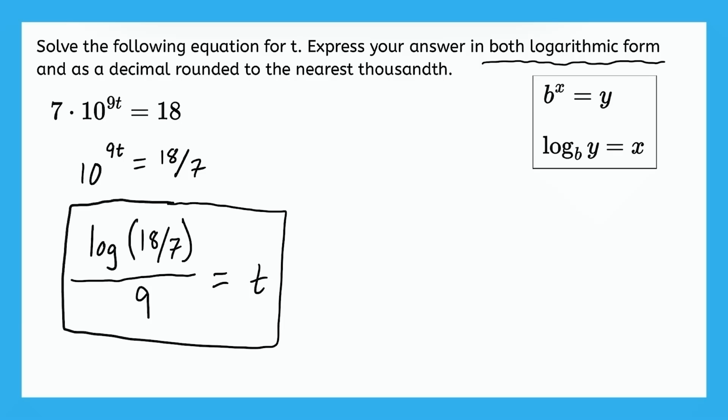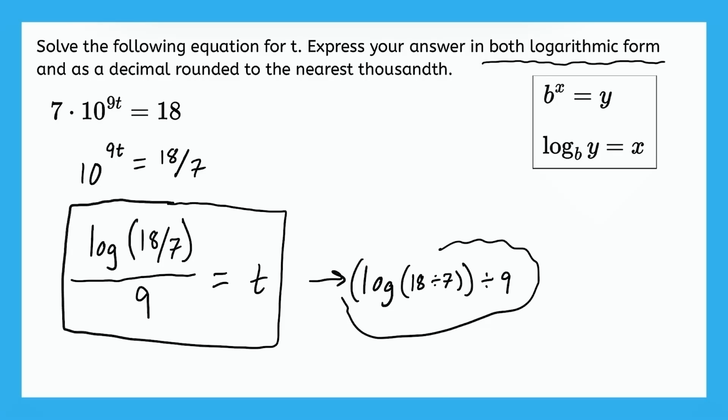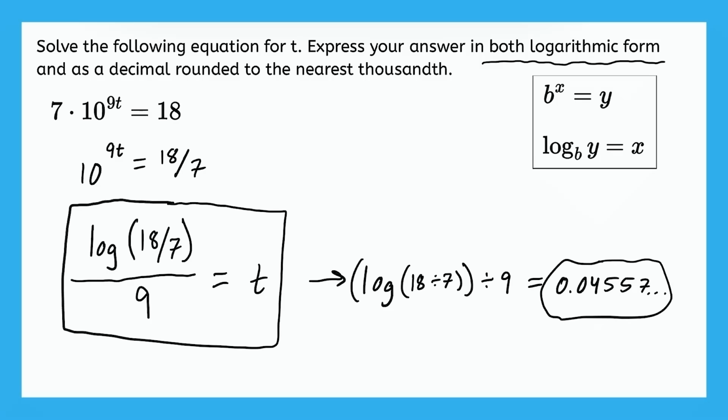All right, now to get our decimal, let's just put all of that in the calculator and then round it to the nearest thousandth. So if you want to be adventurous and just put it all in the calculator in one fell swoop, this is how it would look. And what do you get when you press equals? So we get approximately 0.04557. And just in case it's not already super clear, when we put a log in the calculator, when we click that button, the calculator is assuming that we're putting in log base 10.